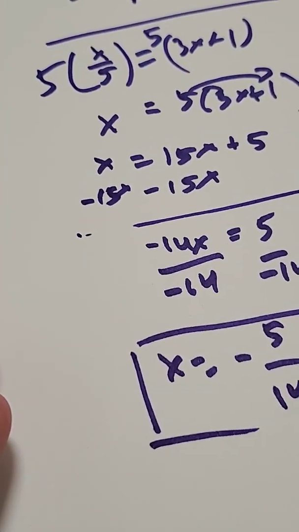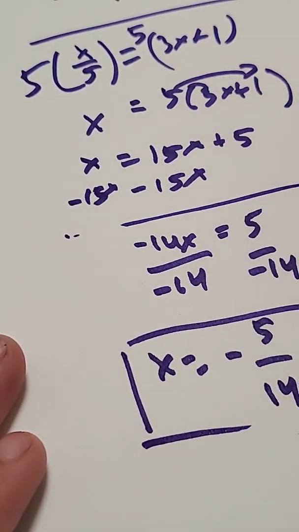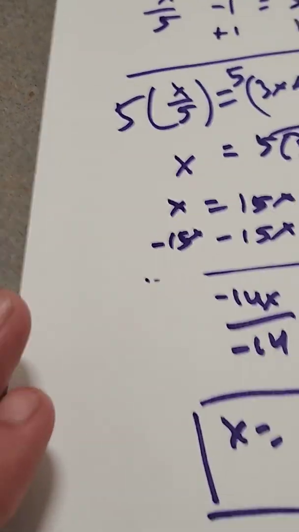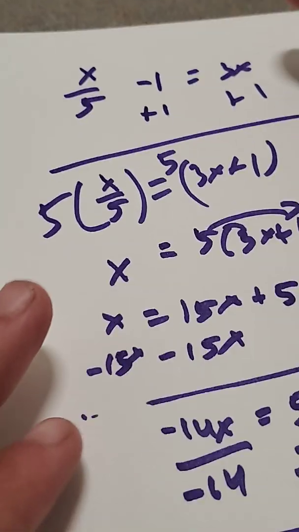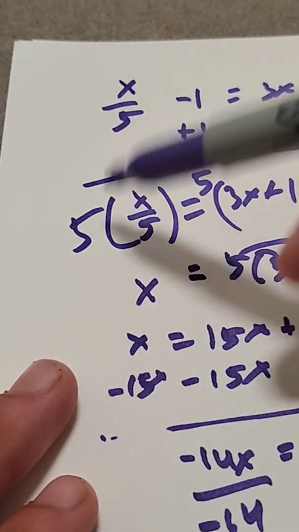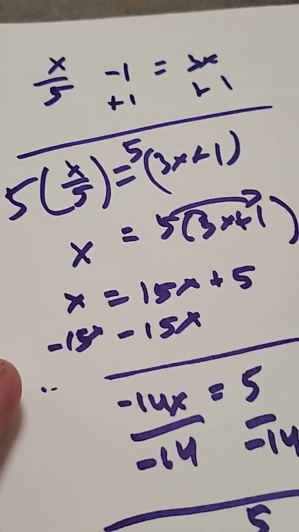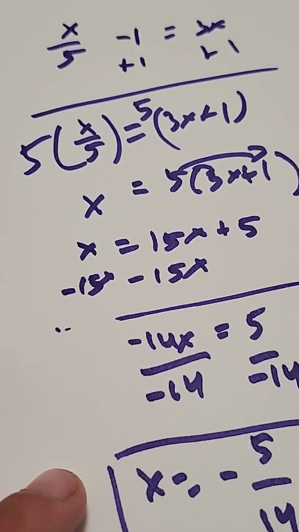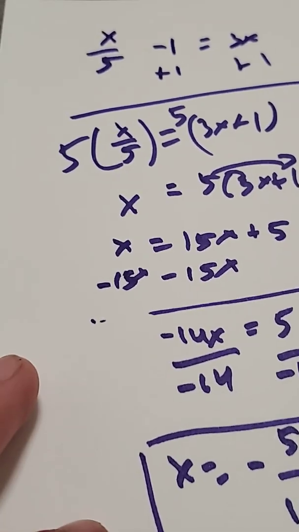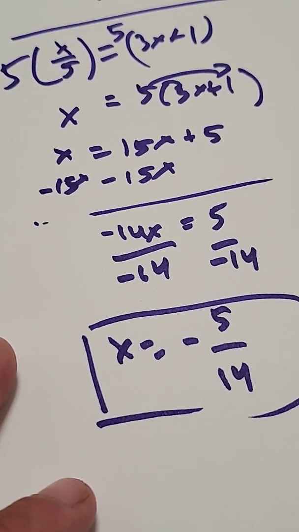Okay, let me move this over a little bit so you guys can see the steps. If you didn't catch it, what I did was I added 1 to both sides first. And then I multiplied by 5 to isolate this x over here. Apply the distributive property to make things simpler. Then we subtracted 15x from both sides to isolate the x variable, and divided by negative 14. And our solution to this was x is equal to negative 5 over 14.